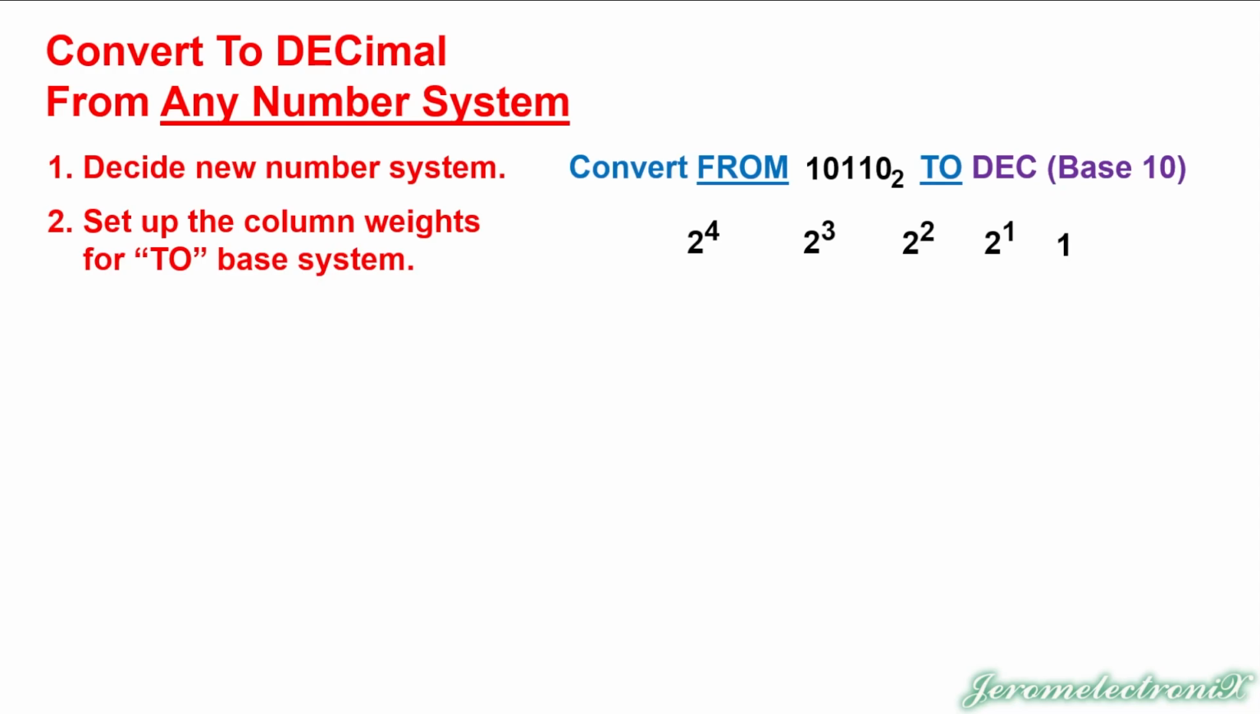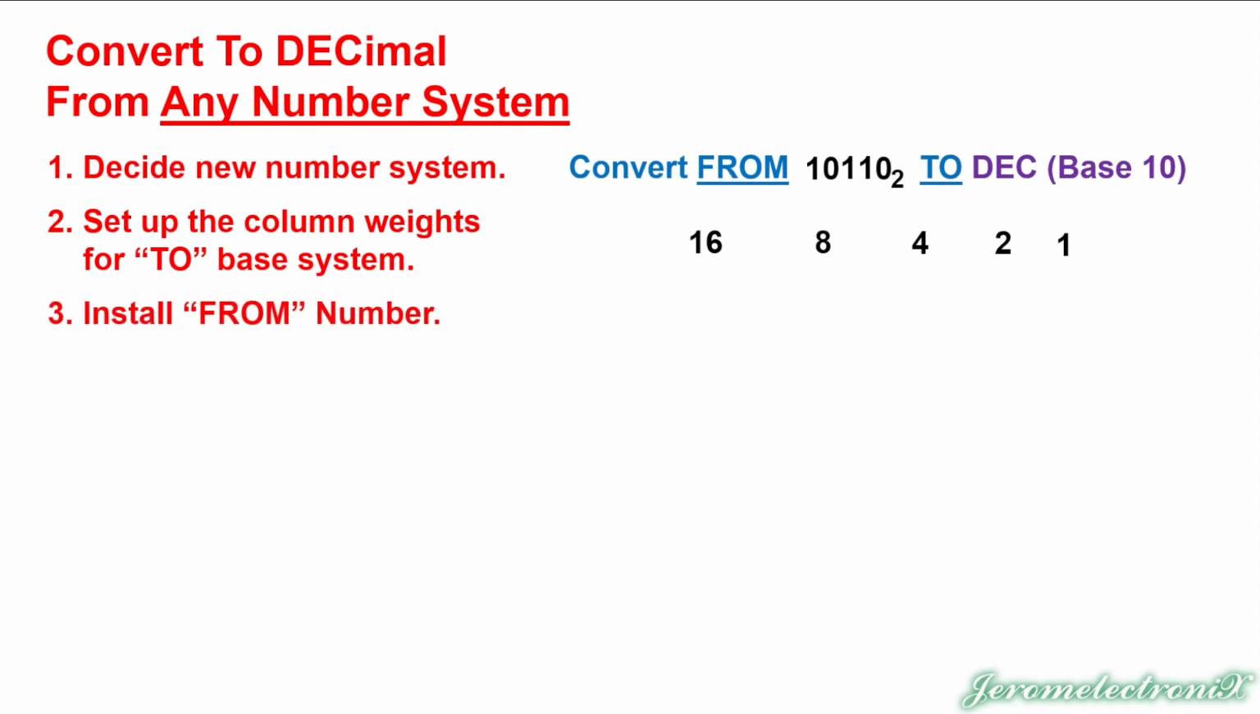So 2 to the 0th is 1. 2 to the first power is 2. 2 to the second power is 4. Notice they double each time. So 2 to the third power must be 4 doubled, that's 8. And 2 to the fourth power must be 8 doubled, that's 16.